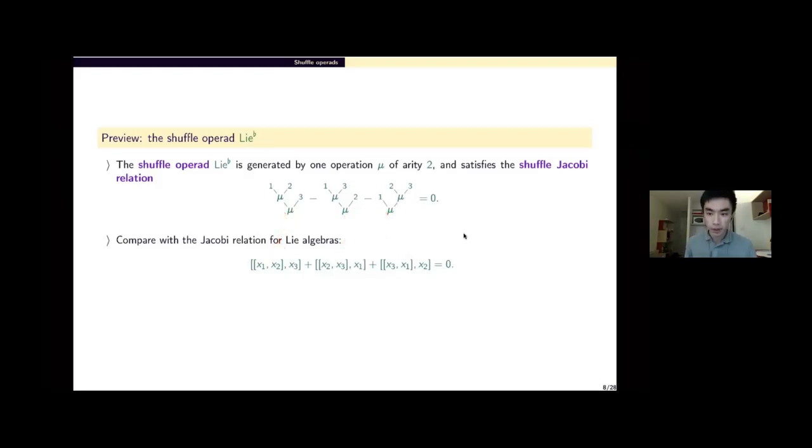The order isn't very important. I just want to draw your attention to the fact that these trees are drawn in a very specific manner. This is why we talk about shuffle operads. The smallest integer that appears on this side must be smaller than the smallest integer appearing on this side. So here we have a 1, and here we have a 2. However, if we look at this term here, the smallest integer on the left is a 2, and the smallest integer on the right is a 1. So 2 is greater than 1. This is not valid in terms of the permutations of 1, 2, 3.